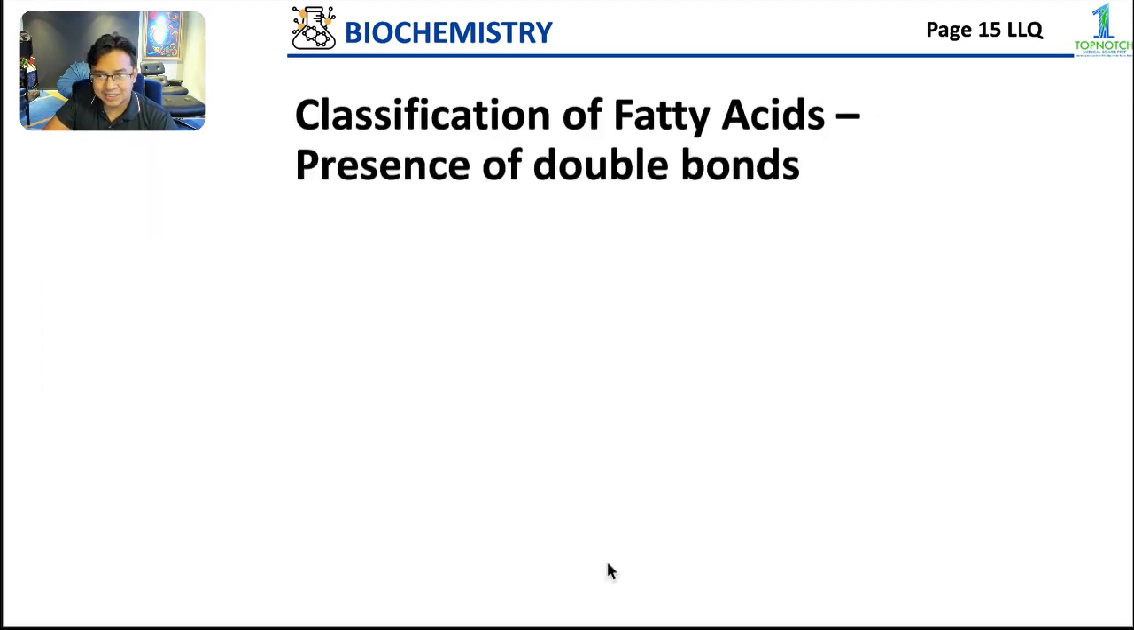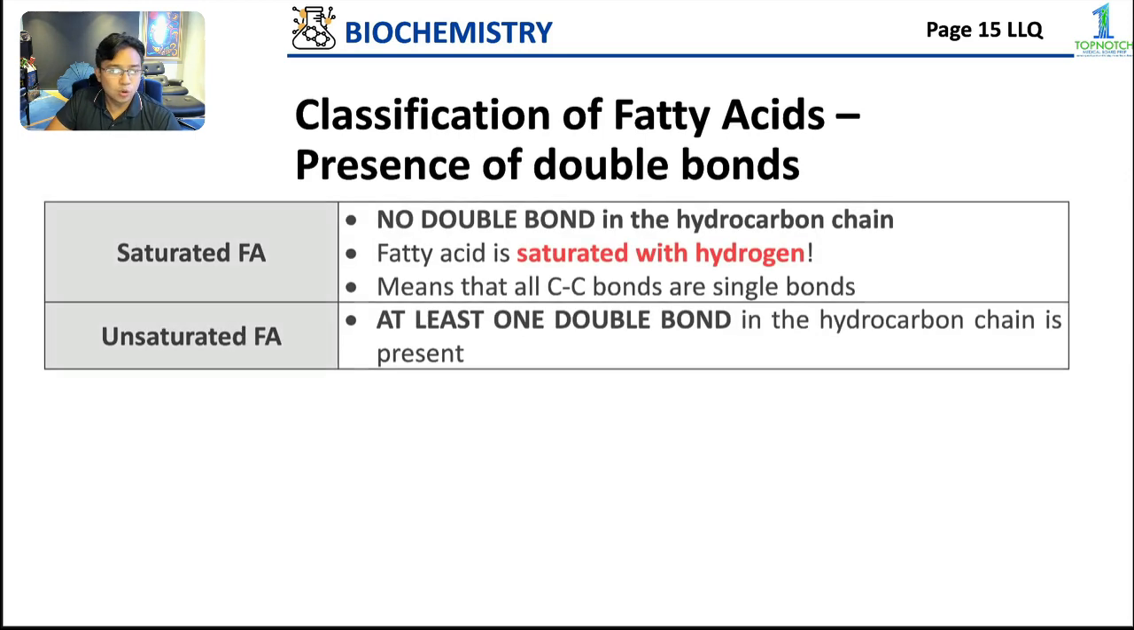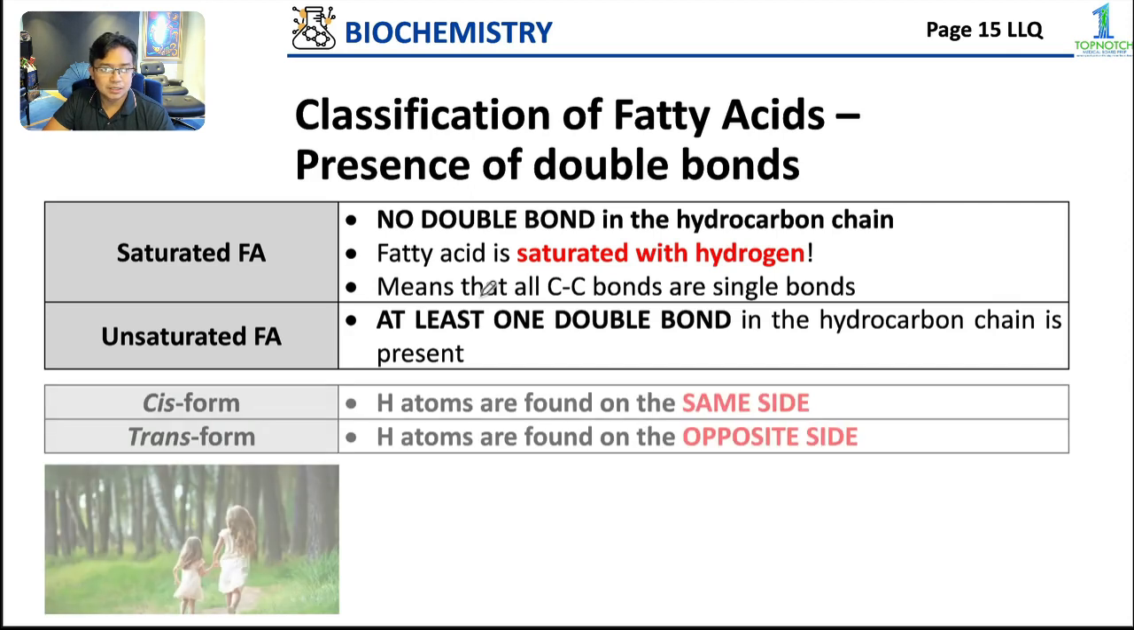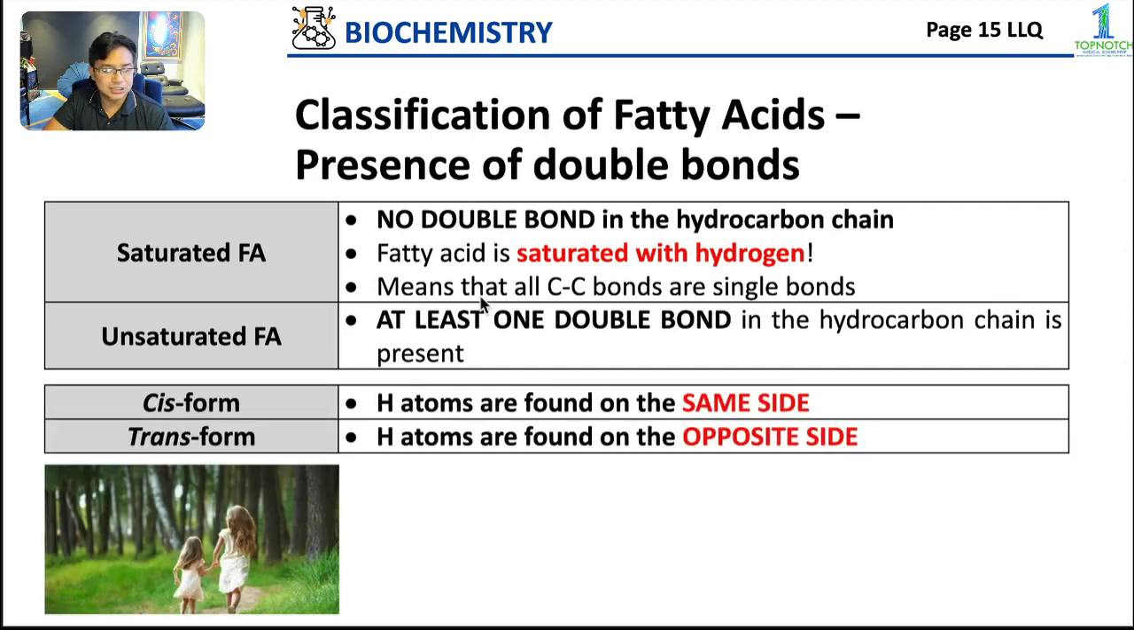As mentioned, fatty acids can be also classified depending on their double bonding. Now, kapag wala kang double bond na makikita, ang tawag sa iyo ay saturated na fatty acid. Kasi you're saturated with hydrogen atoms for the whole chain. Okay, meaning all carbon to carbon bonding are single bonding. Now, if you are unsaturated fatty acid, you must have at least one double bonding in the hydrocarbon chain. Okay, and they can be classified as a cis form or a trans form.